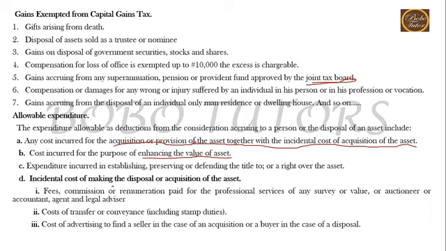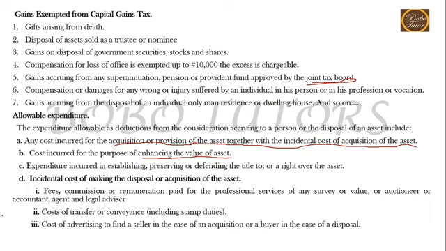Then the incidental cost of making the disposal or acquisition of the assets. All those costs that you incur in making the disposal, that is, whenever you decide to sell the assets, and whenever you bought the assets, those small costs. Are you getting it now? Like stamp duties, advertising costs, professional charges, stuff like that that you incurred in disposal of the assets or acquisition of the assets are all allowable.